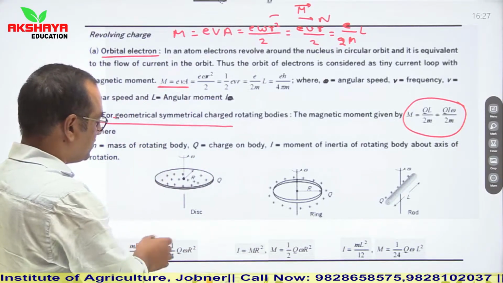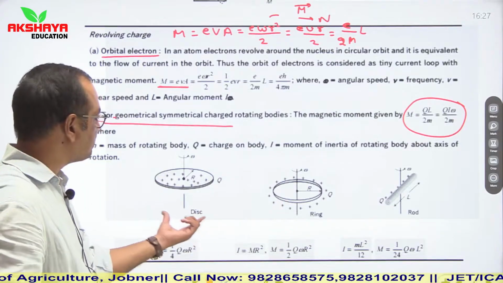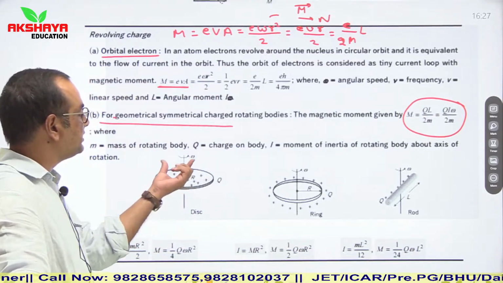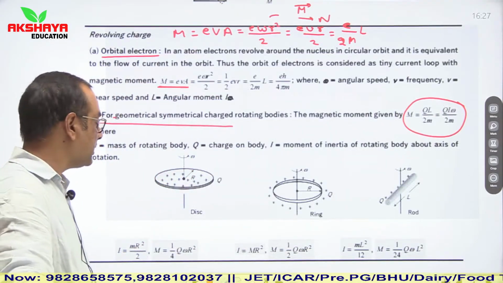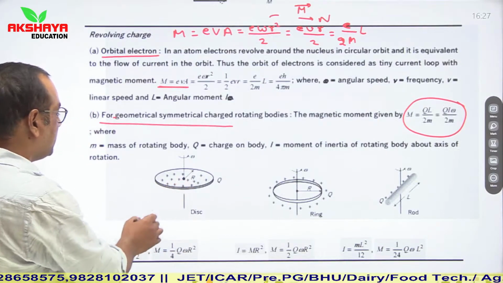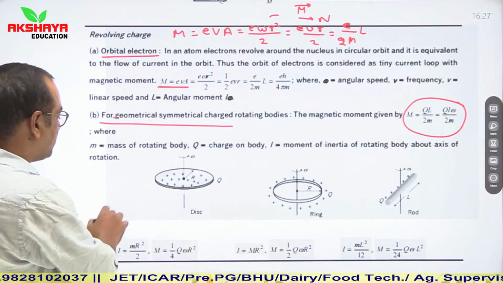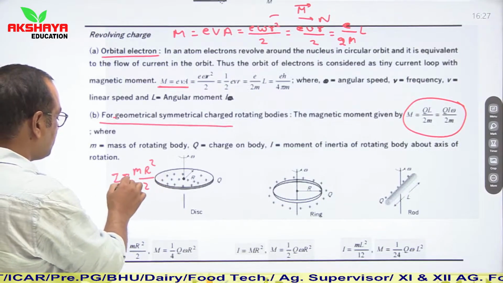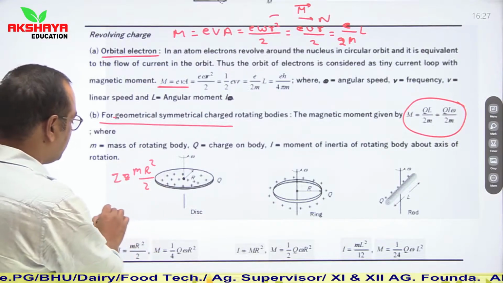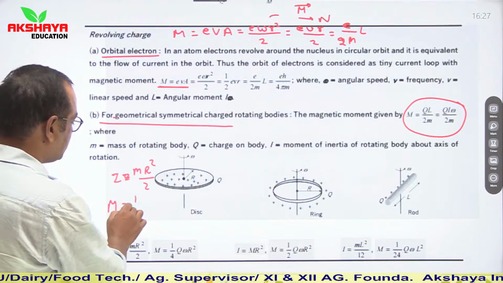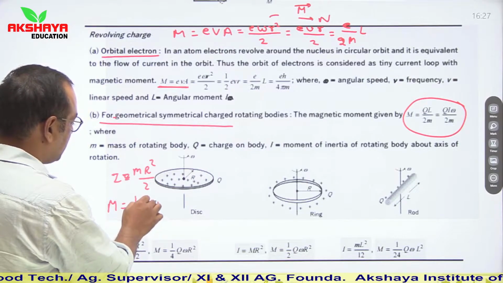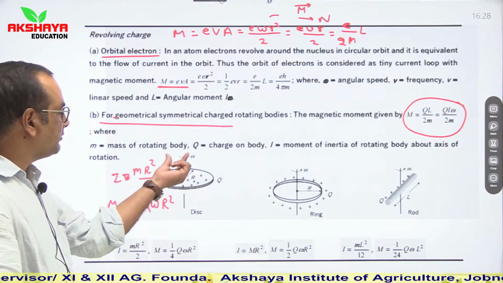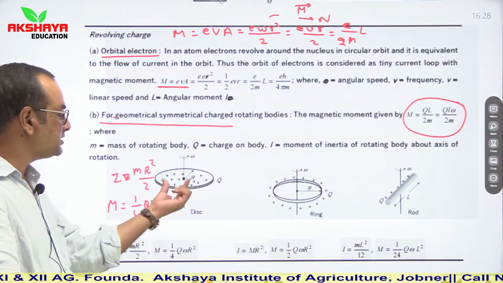of the rotating body. So here we are given three different rotating bodies. One is a disc, then a ring, and a rod. We are considering in each case that these bodies are rotating with an angular velocity omega. Then in case of this disc, moment of inertia is mr square by 2. So we can say that its magnetic moment M is equal to 1 by 4 q omega r square. So q is the charge of this disc, omega is the angular velocity by which it is rotating, and r is its radius.